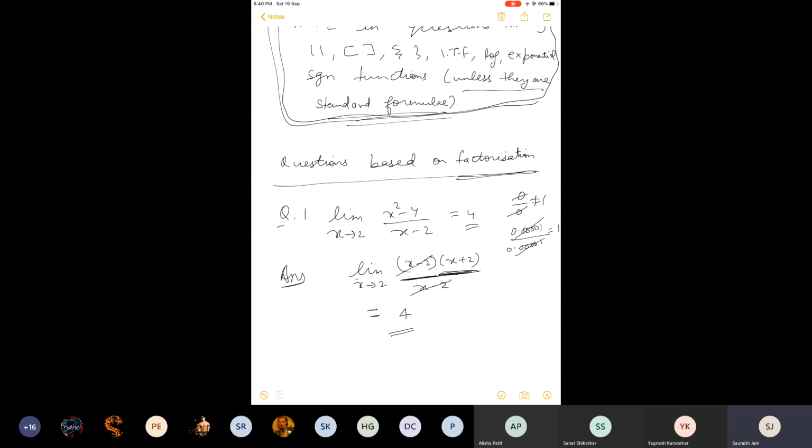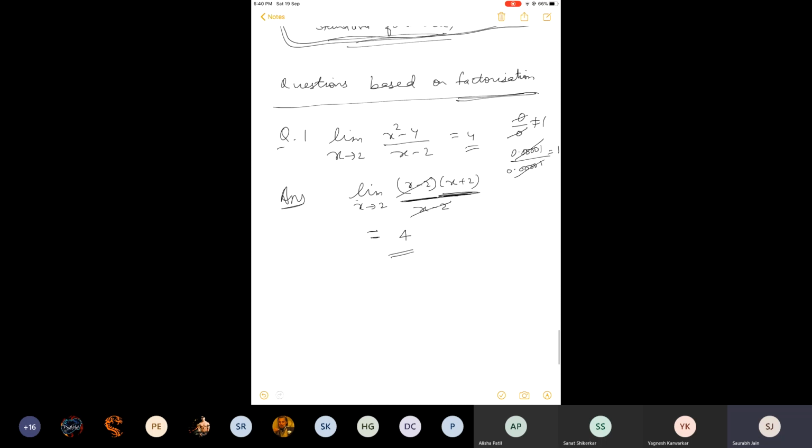In factorization, basically, we are going to use splitting the middle term, that I think you are using from class 8th or 9th. And what else you will do? You will cancel the common term, put the value, that's it. Solve a few questions. And I am waiting, tell me what your answers are.